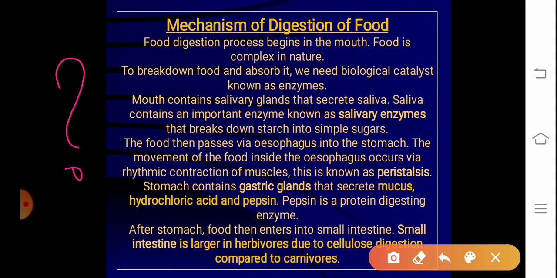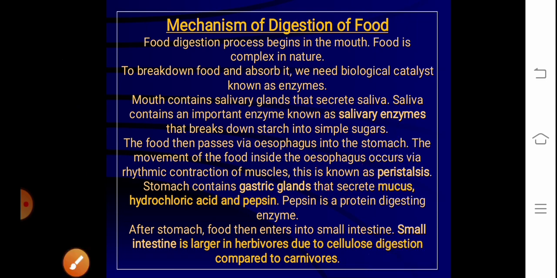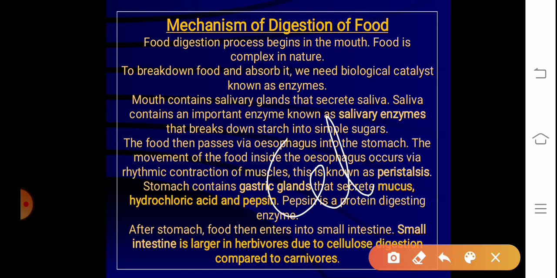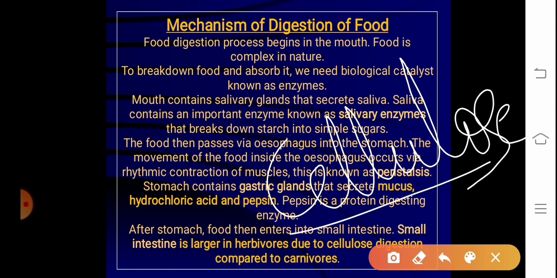The answer is very simple. In herbivores, cellulose digestion takes place. For the cellulose digestion, it takes a longer duration. To digest the cellulose in the small intestine takes longer, hence the small intestine is longer in herbivores compared to carnivores. Very simple. Correct? Hope you all understood.